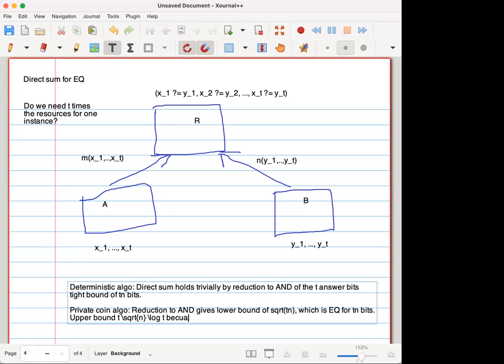So because the error probability of a single instance reduces to, let's say, order one.